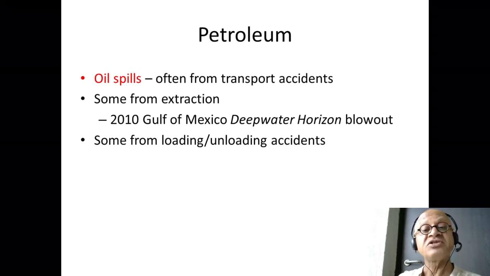So oil spills often occur during transport accidents, but also from extraction. The Deepwater Horizon offshore deepwater drill in the Gulf of Mexico blew up in 2010 when there was a sudden release of gas that bubbled up and exploded the rig and couldn't be contained for 3 months, and it kept releasing millions of gallons of oil into the water.